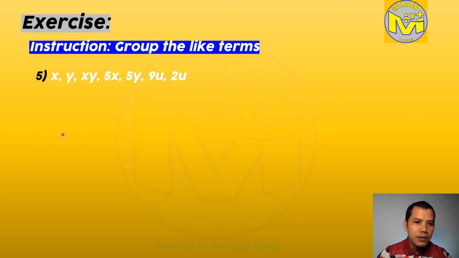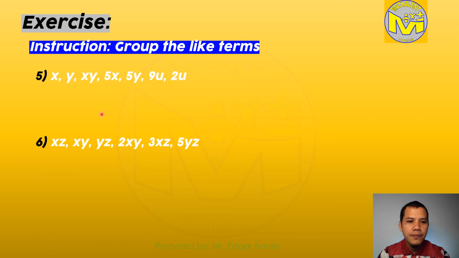Okay. How many x's? One. Oh, wait. U first, right? So 9u and 2u. Next, group of x. We have x and 5x. Next group, we have y and 5y. The x and xy do not belong to any group because they are just one.